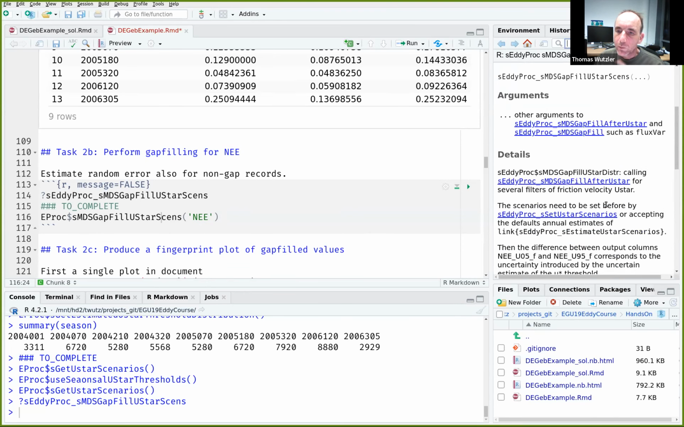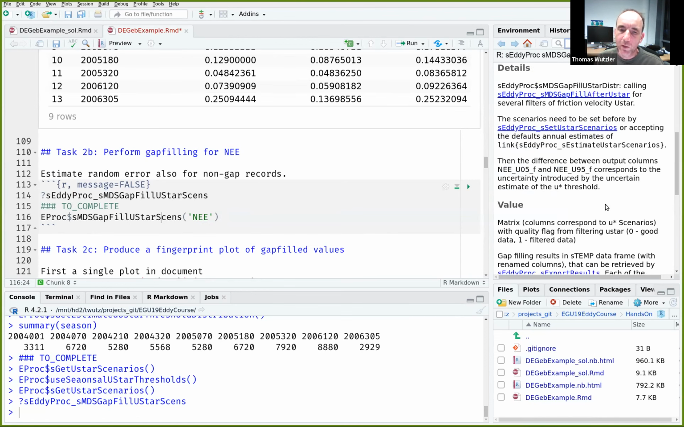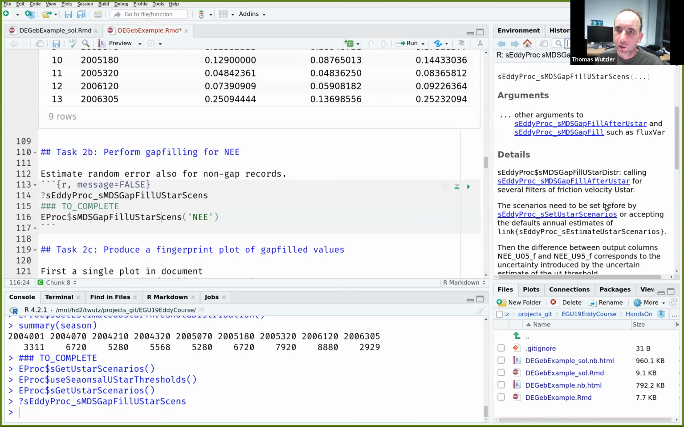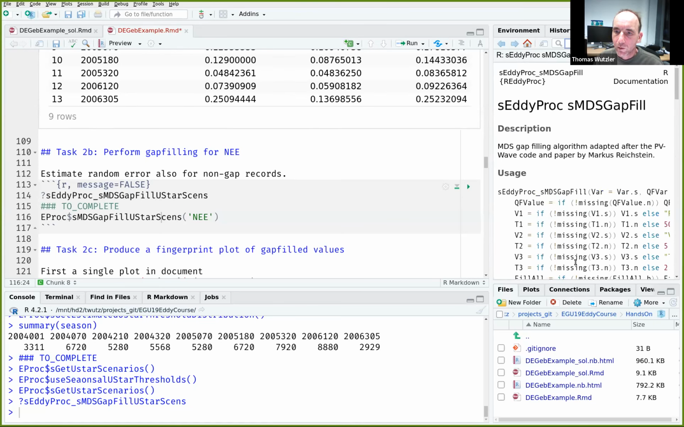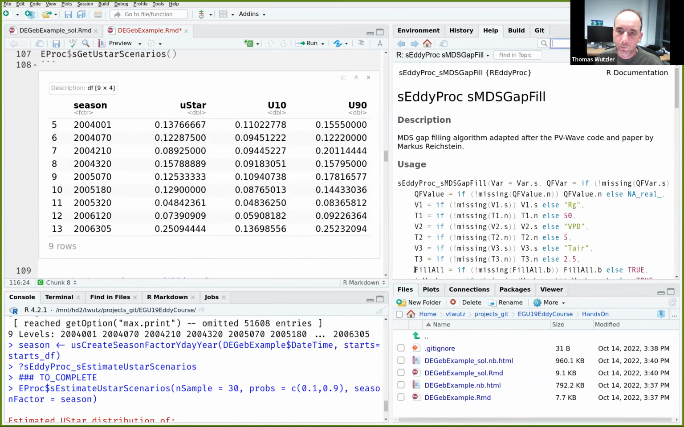And we tell our REddyProc that it not only fills the missing values, but we want to have a model estimate also for the other values. And this is done by the variable fill all.